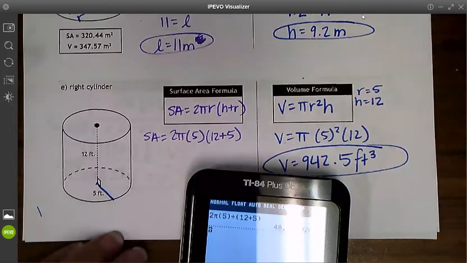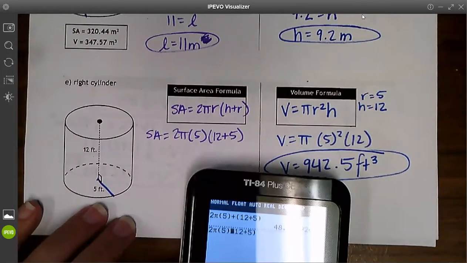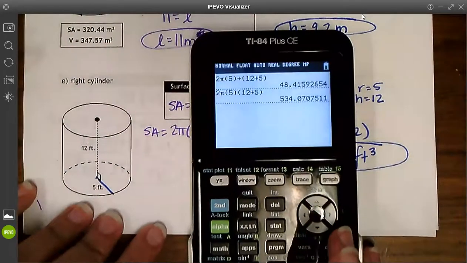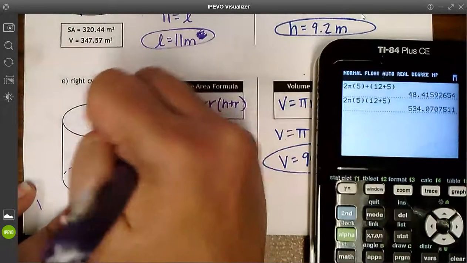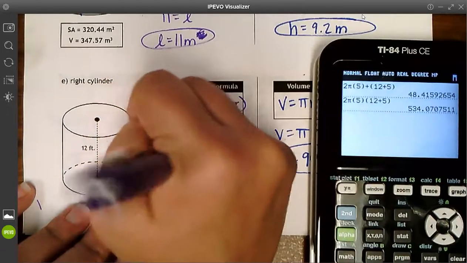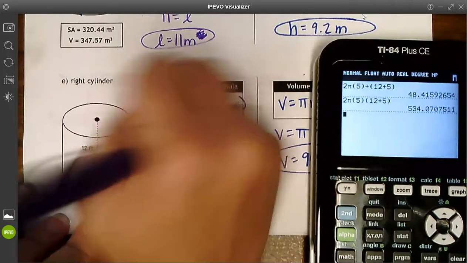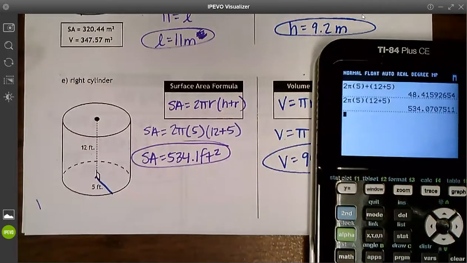Oh, I had to put a times, sorry. Not the plus. Times 12 plus 5. And you get 534.1. So my surface area is 534.1 feet squared. Surface area is just like how much wrapping paper it would take to cover something, something like that.